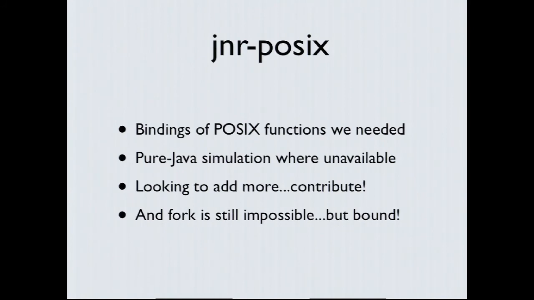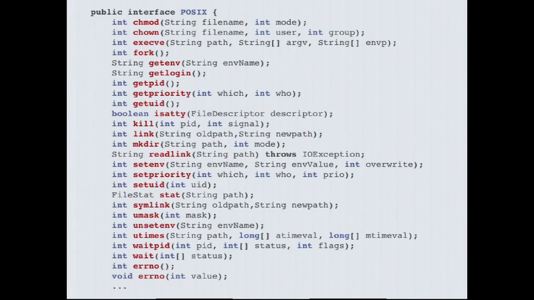There's obviously a massive number of functions in POSIX that you might want access to, and we've only mapped what we needed for Ruby, but it's very easy to add more, and we're looking for folks to contribute to this. Fork is unfortunately still impossible because of the way the JVM works, but you can go ahead and call it if you really want to. And segfaults will follow you.